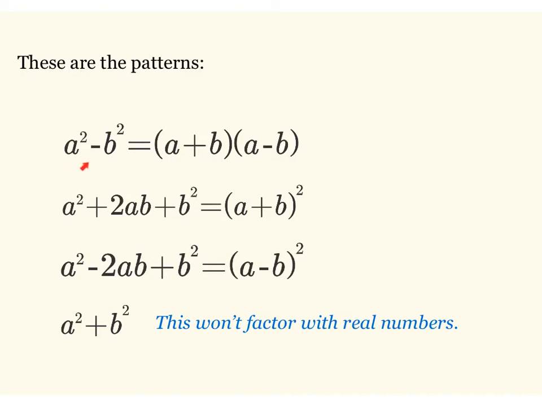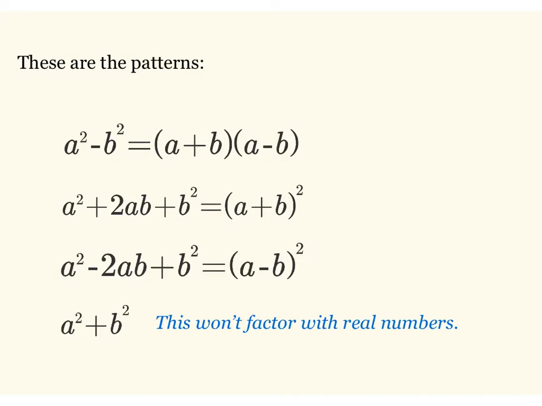So in this case, if you notice, they're all signaled by squared numbers or squared variables or variables with even powers. So we have a squared minus b squared. If you take the square root of the a squared and the square root of the b squared and simply use those to fill in the pattern, then it can factor very quickly.